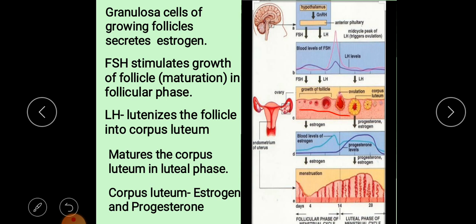Okay, so in this, what happens is that the FSH hormone stimulates the differentiation and proliferation of the granulosa cells.